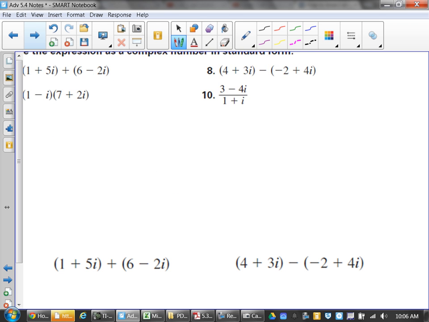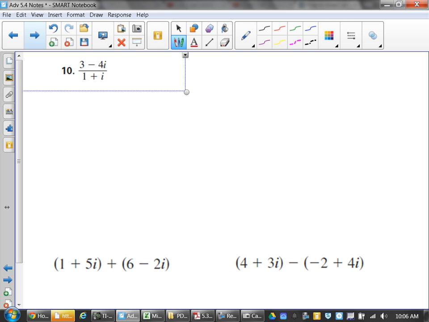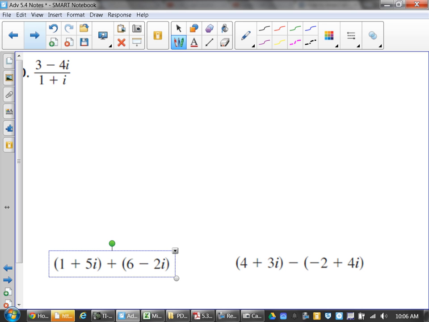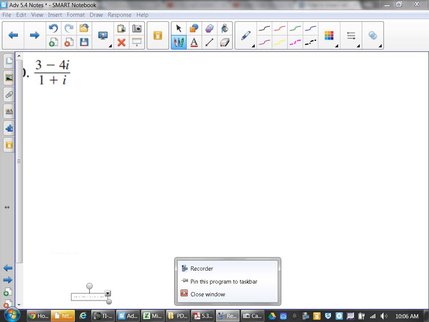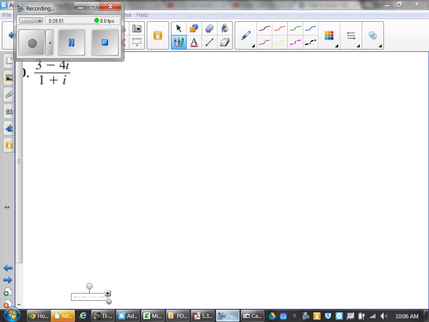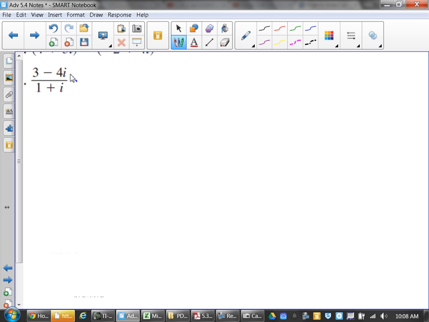Let's do this one. 3 minus 4i over 1 plus i, and then we'll worry about these later. Take a second, simplify this. Hopefully you multiply top and bottom by 1 minus i over 1 minus i. When you do that, you wind up with 1 minus i plus i minus i squared.